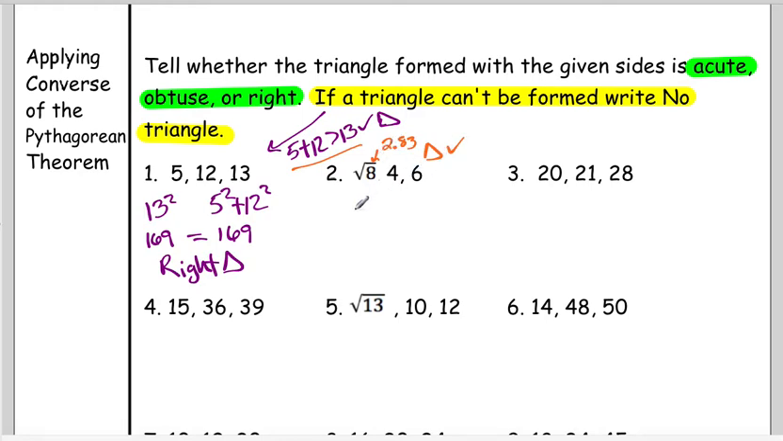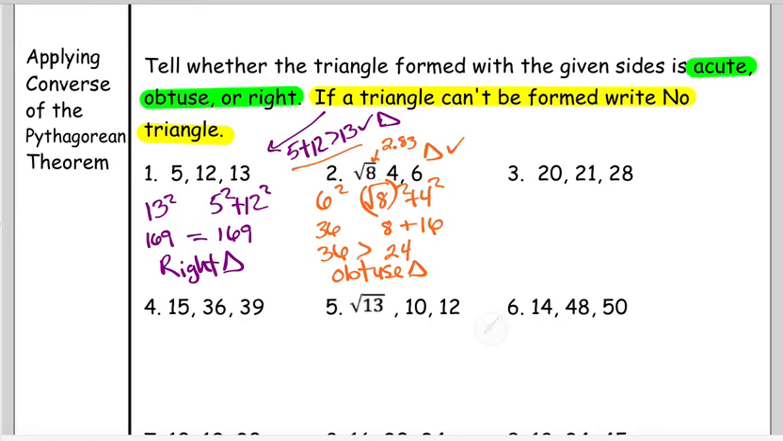Now we've got to find out what kind. Now that I know what the square root of 8 is, I know that 6 is the longest side. So I put 6 squared on the left. I put the square root of 8 squared plus 4 squared on the right. When you square a square root like this, it just gets out of the root. So that's just 8. 4 squared is 16. And then 6 squared is 36. So this one ends up being 36 on the left and 24 on the right. Since 36 is more than 24, this is an obtuse triangle.